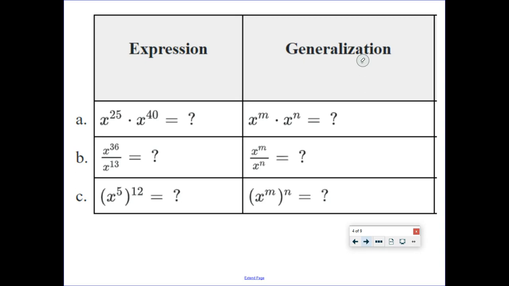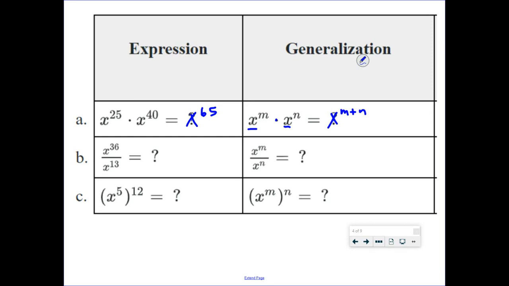So we talked about this yesterday, but just making sure you remember that you have to have these memorized, okay? X to the 25th times x to the 40 would be x to the 65. Why? Because we're multiplying exponents with the same base. We end up adding their exponents, okay? So that would be x to the m times x to the n would be x to the m plus n.